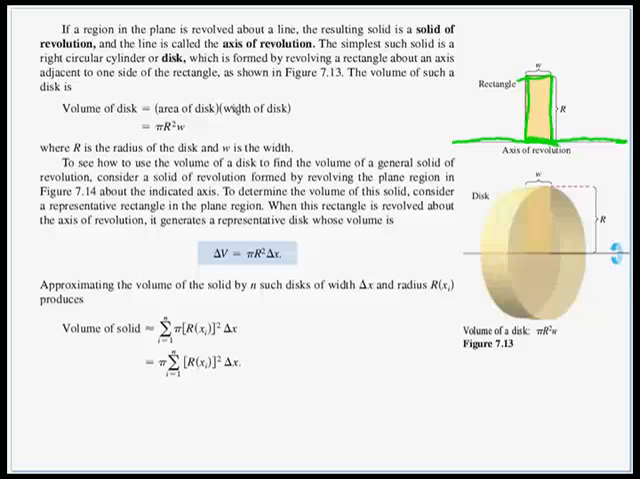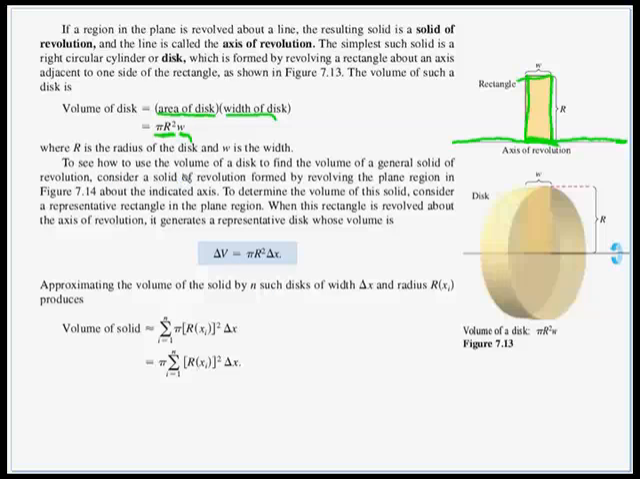So the volume of such a disk is the area of the disk times its width. Well, what is the area of the disk? Well, it's just the area of a circle, pi r squared. The width of the disk is w, so the volume is pi, the radius squared, times w.